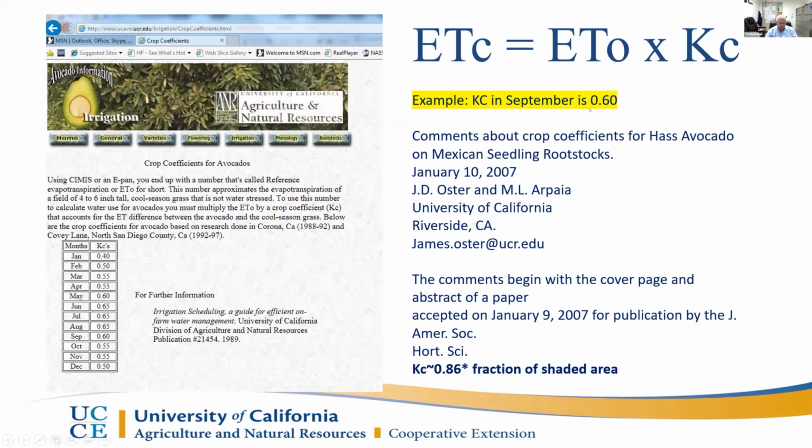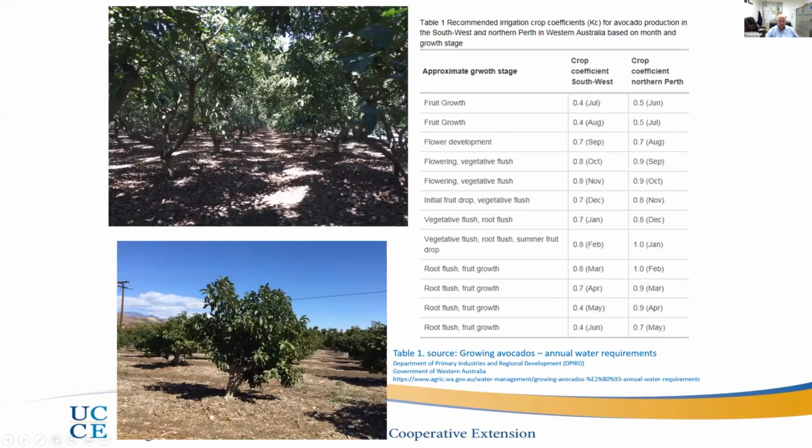Now, if I have lots of shading, take a look at the upper picture right here. This is in Ventura. I took these pictures with Ben Faber. So you can see this field, you take a look at the ground, there is not much sunlight. So this is the high canopy coverage, and I would expect the crop coefficient would be higher than 0.6, for example. Take a look at another farm, you can see the tree spacing is different. The shaded area is relatively small, so I'm sure my crop coefficient here would be small.